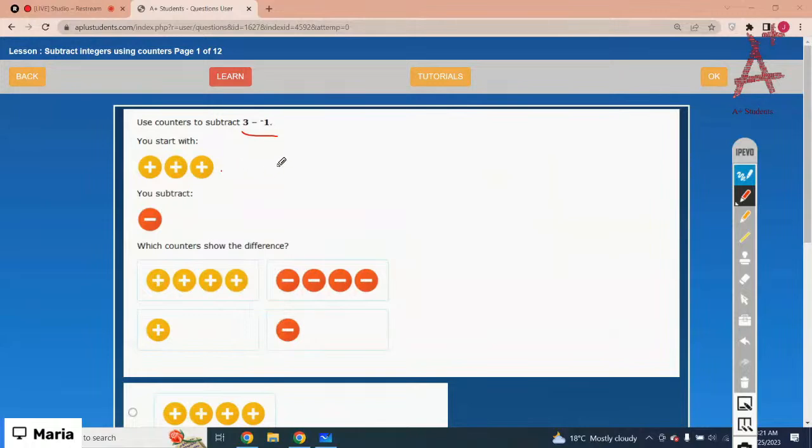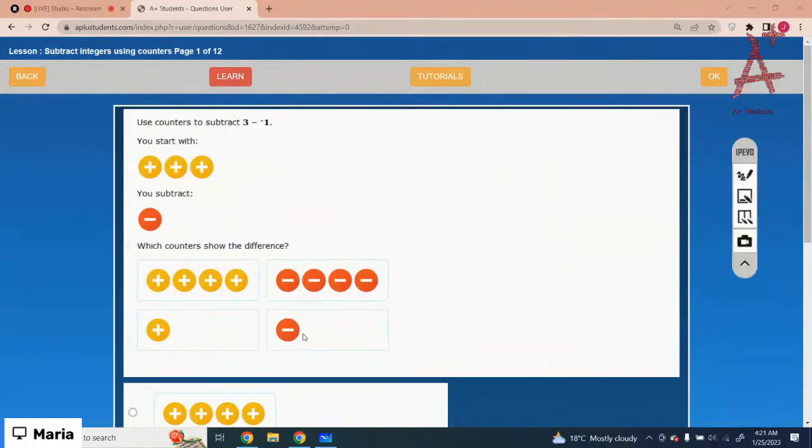So to add a negative counter here, you must add a positive as well. Got it? Because they make a balance. They can cancel out each other. So you can cancel out this one and this one, and you're left with four positive counters. That would be the answer to the question. Got it? So that means this is the correct option. So option number one is the correct option. Just select the correct option, then click on the OK button.